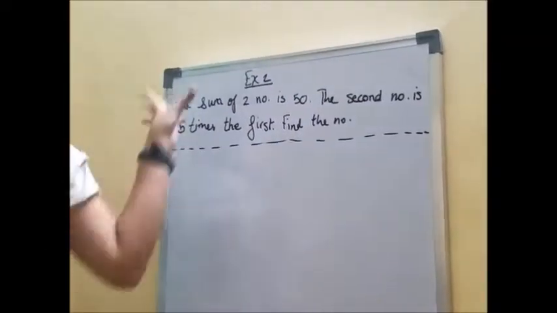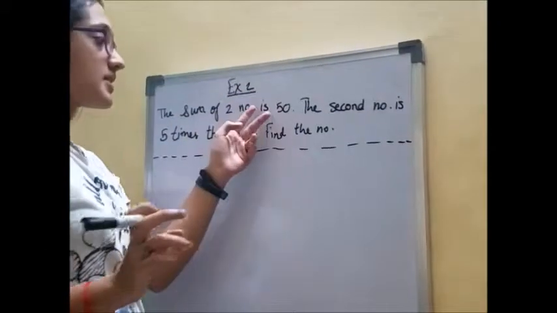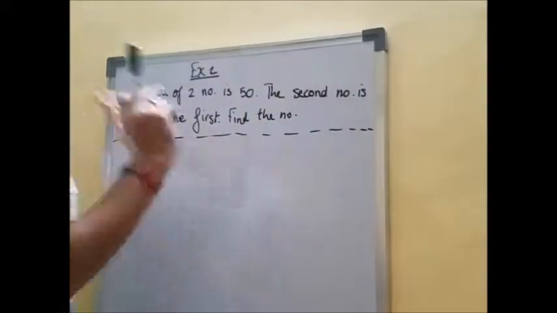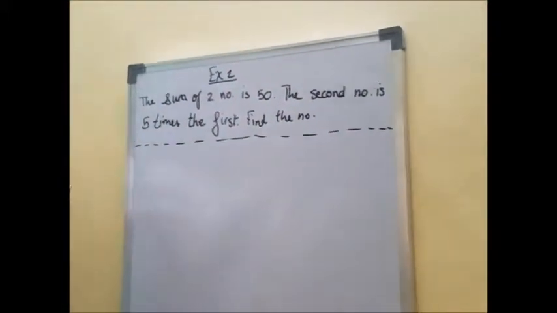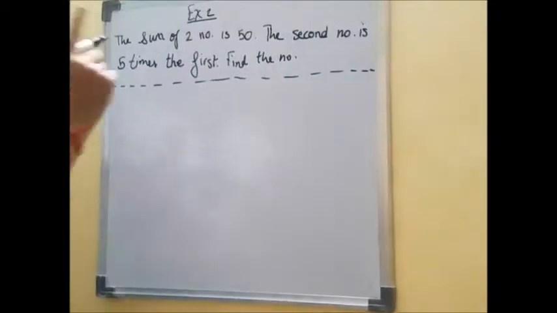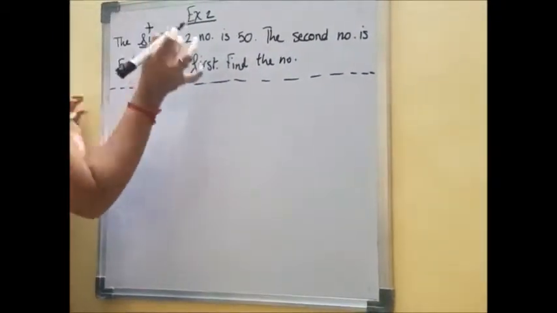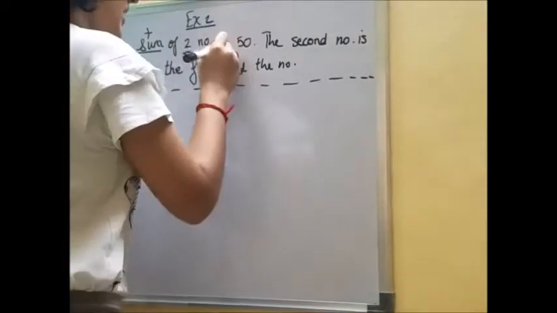So this is our example 2. The sum of 2 numbers is 50. The second number is 5 times the first. Find the numbers. Of course, we first underline the keyword. Sum means add 2 numbers, so there are going to be 2 numbers. Is will be equal to.